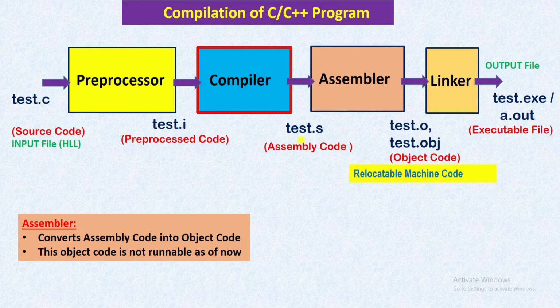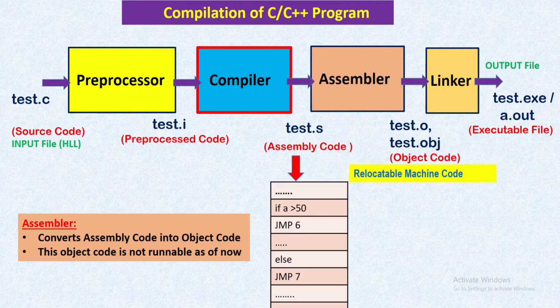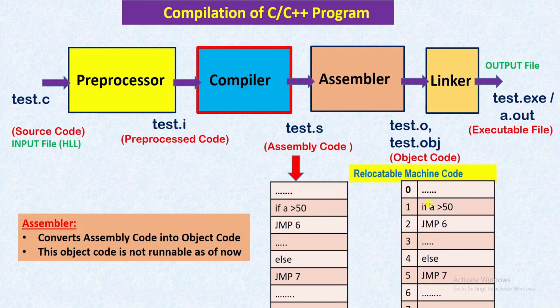The assembler basically takes this assembly code and converts it into the object code. This object code is actually a machine code again, and it is the relocatable machine code. I will tell you what relocatable means. This object code cannot run by itself. That means if we double click this test.o file, it will not run and will not give us the output that we want. Only after the linker does its work can we get the executable file. So the assembler takes this assembly code and gives us this relocatable machine code.